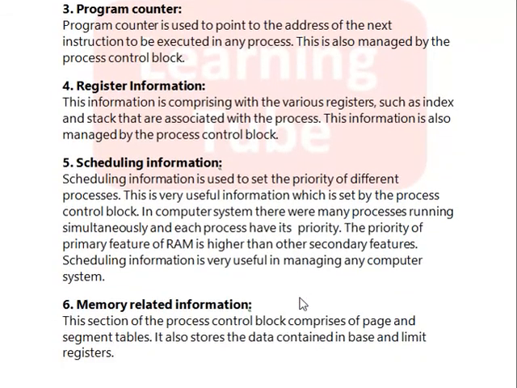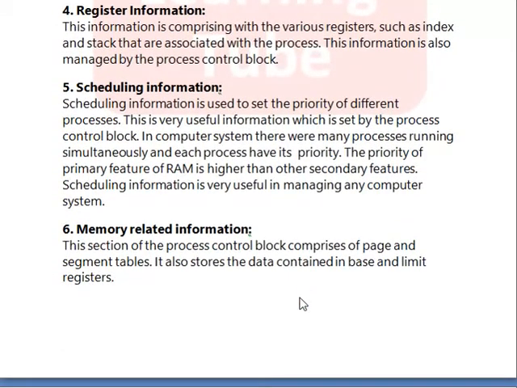Fifth, scheduling information. It is used to set the priority of different processes. Sixth, memory related information. This section of the process control block comprises page and segment tables. It also stores the data contained in base and limit registers.